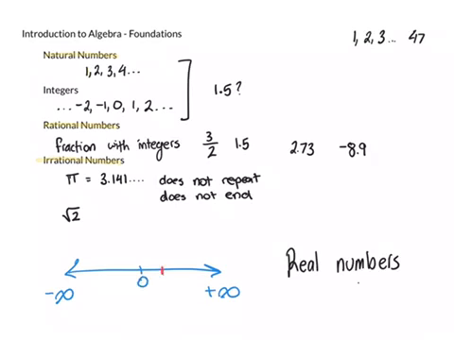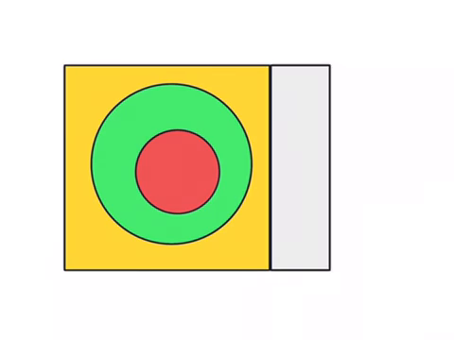So for example, we can have 1, which is a natural number, and it's an integer. We can have -3, that's an integer. We can have 1.5, which is a rational number. We can have -√2, which is an irrational number. So all of these are real numbers because they exist on the number line. So we can explain all of these numbers using this kind of graph. So these are all going to be our real numbers.